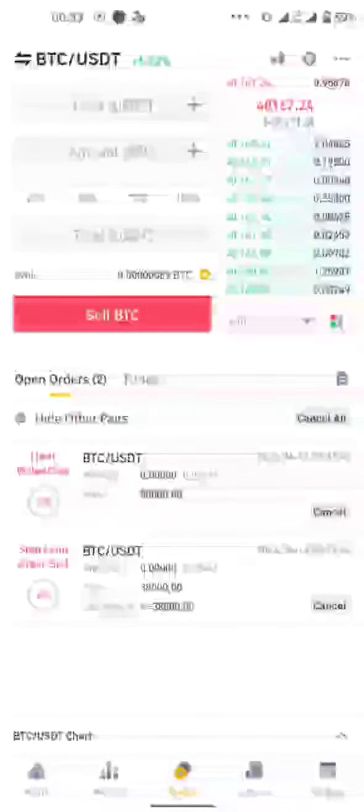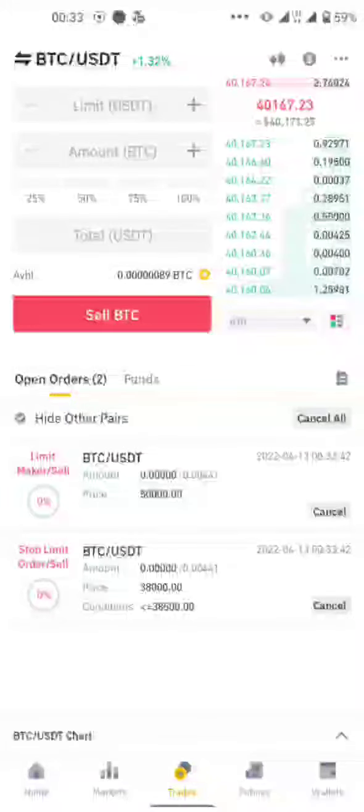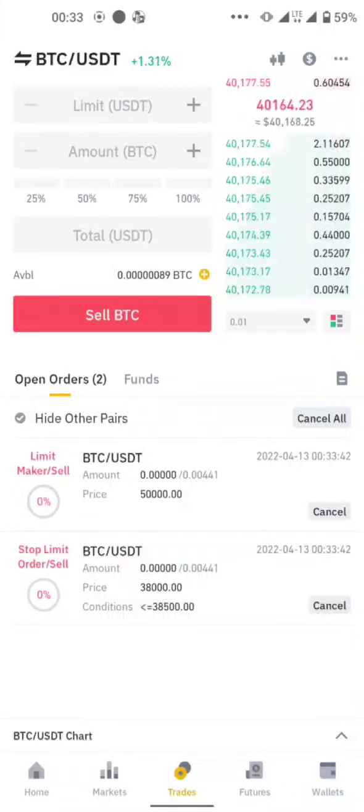So if I confirm, it will bring out two orders for me. The number one is take profit at $50,000, which is a limit order. If BTC gets there, I'll be taking profit. And then the second one is a stop limit order to sell BTC at 38,000 if BTC drops to 38,500. So this is basically how to set stop losses in the spot market.